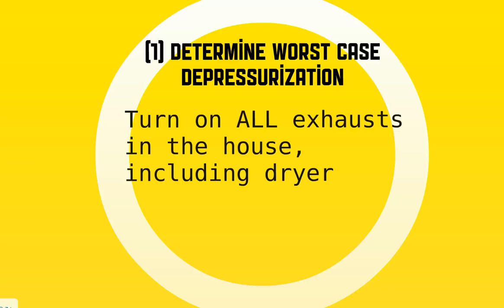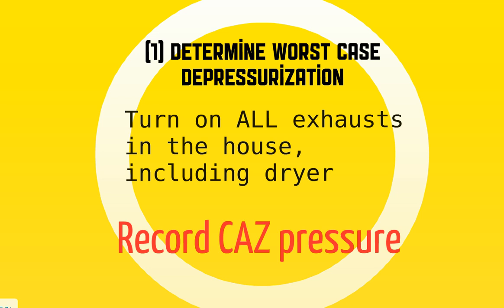Once we've done that, the first step in determining worst case depressurization is turning on all the exhaust in the house. That includes the dryer. Once you've got all the exhaust turned on, you can take a look at your manometer. You've got a CAS pressure there, and you want to record that. You want to make sure that you document that. If you've already exceeded your worst case depressurization limit, then you want to know that you need to do something about the exhaust fans.